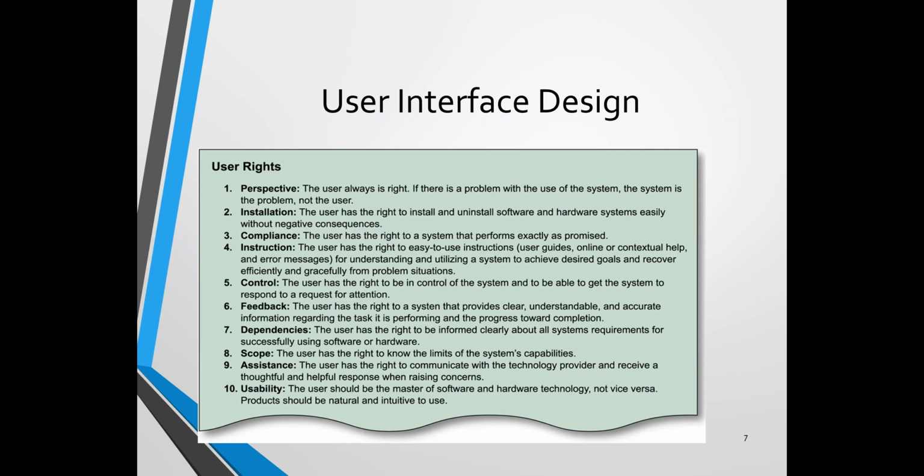Next one, instruction. The user has a right to easy-to-use instructions like user guides, online or contextual help, and error messages. So that means in your software you must have these kinds of user guides or user instructions to let users access easily, for understanding and utilizing a system to achieve their desired goals and recover efficiently and gracefully from problem situations.